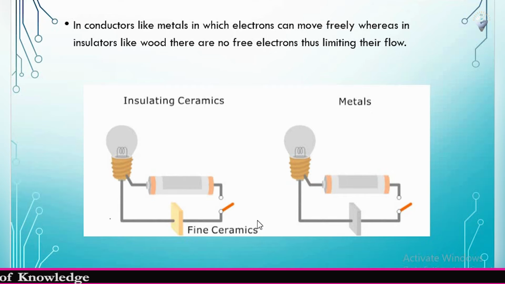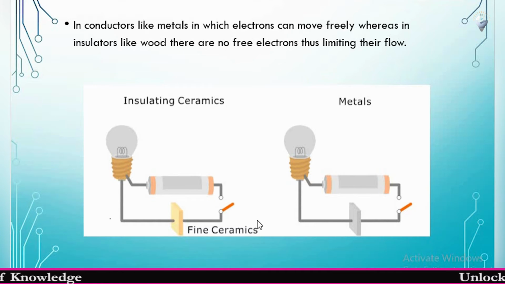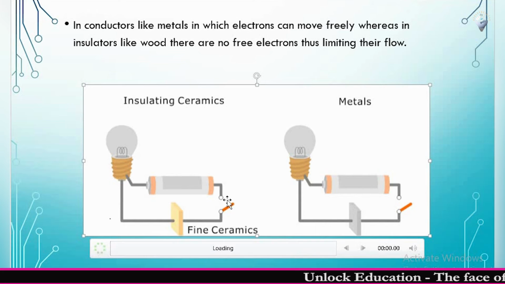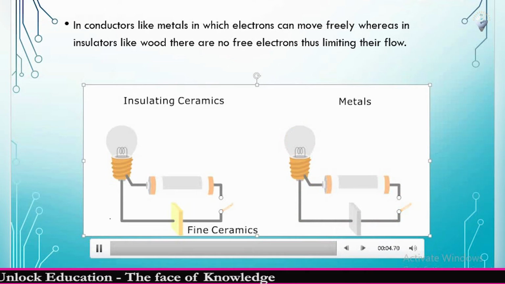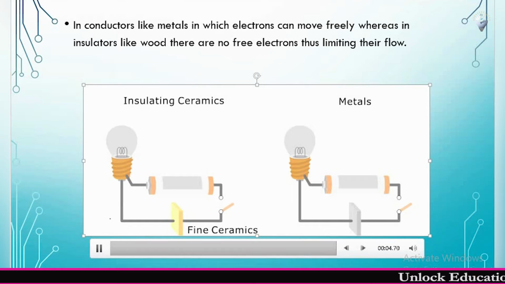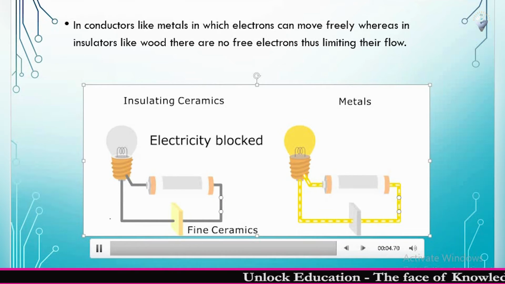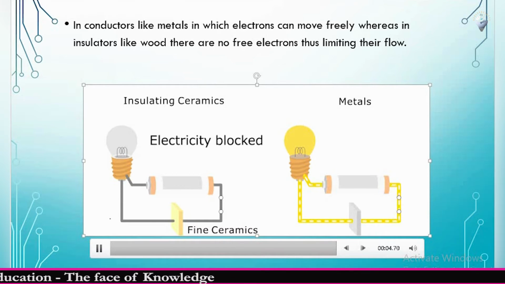The materials can be described as two types, conductors and insulators. Conductors, like metals, are materials in which the electrons can move freely, whereas in insulators, like wood, there are no free electrons, thus limiting their flow. You can see this from this video, where in the circuit we are using an insulator named ceramic and a metal. The insulator is blocking the flow of current, due to which the bulb is not glowing, whereas the metal, which allows the free flow of electrons, lets the current flow and the bulb glows.